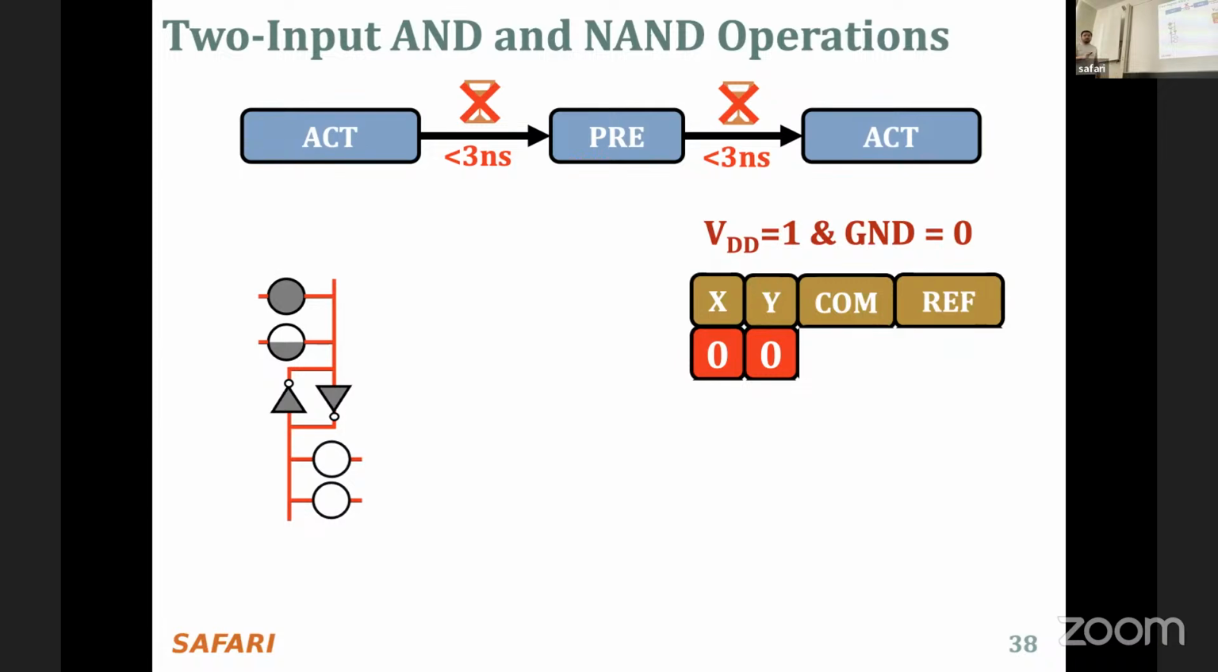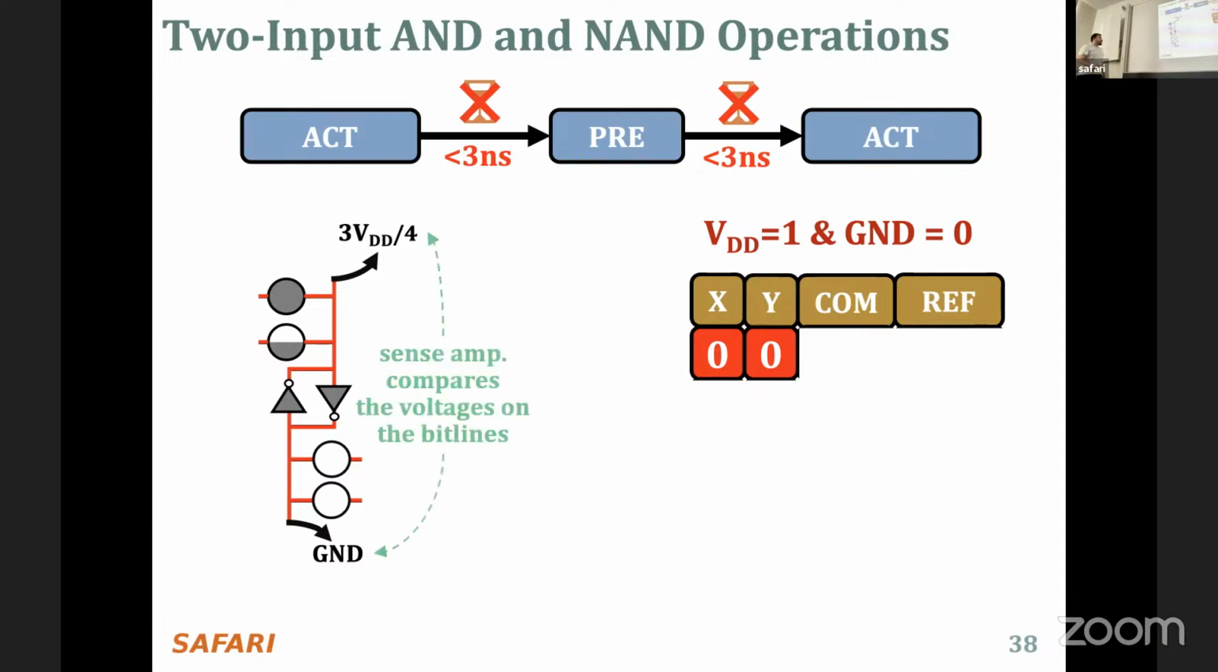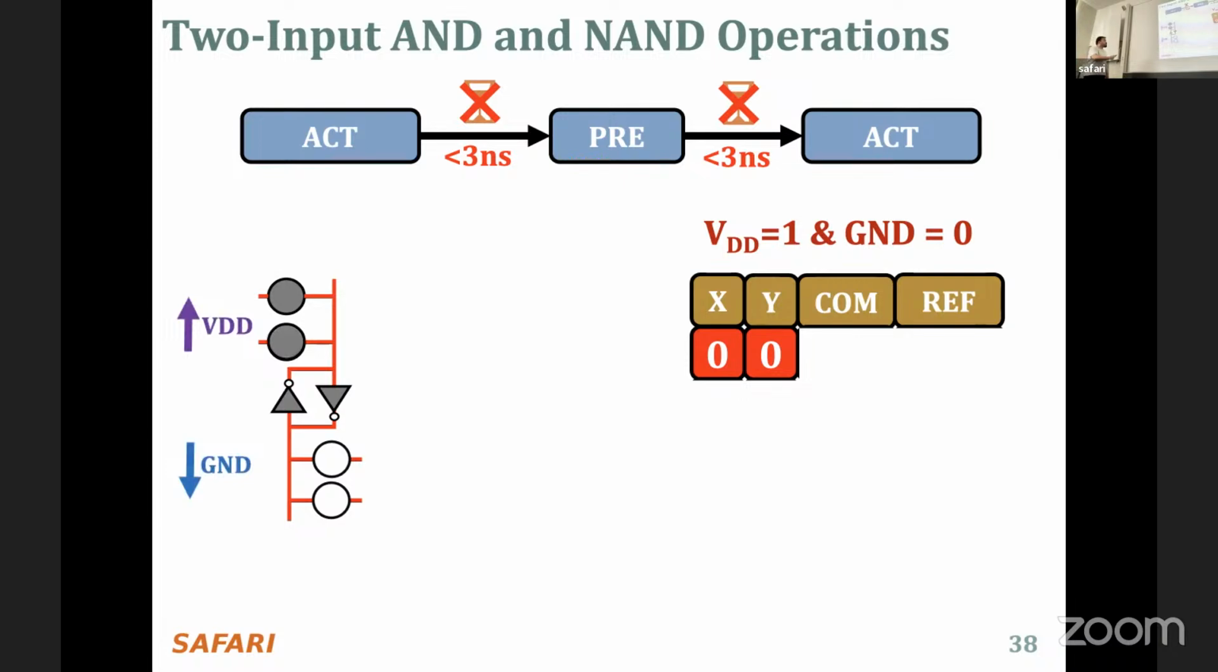Let's go with the first one, where X and Y are 0, which is ground. Since both of them are ground, the average becomes ground, and in the upper, reference subarray bit line, the average becomes 3 VDD over 4, which is the average of VDD and VDD over 2. The sense amplifier will compare the voltage on the bit lines. Since 3 VDD over 4 is higher than ground, the reference subarray cells will have VDD and the compute subarray cells will have ground. And this is the result that we have here.